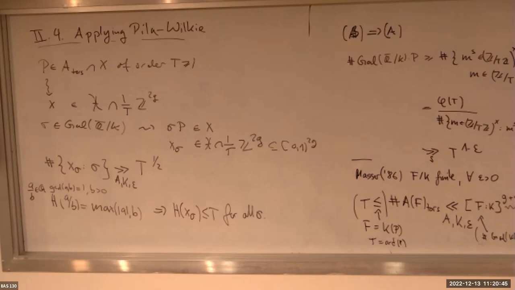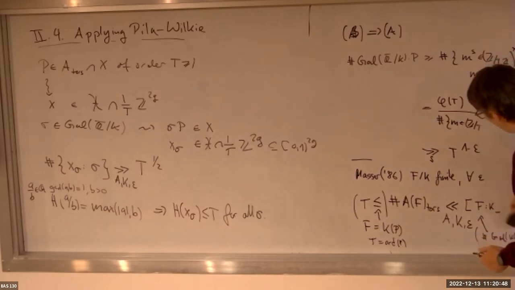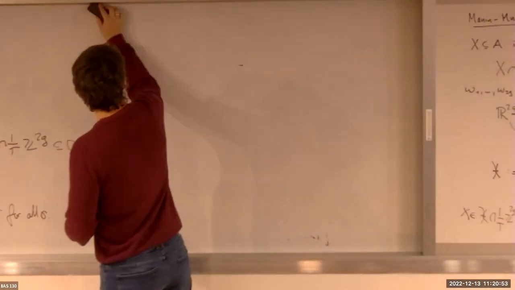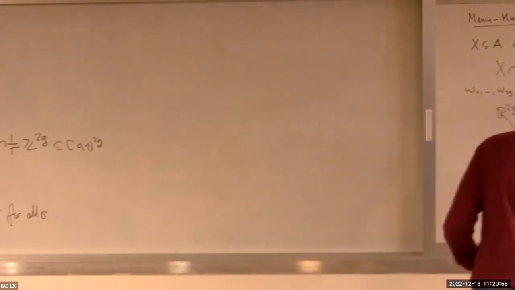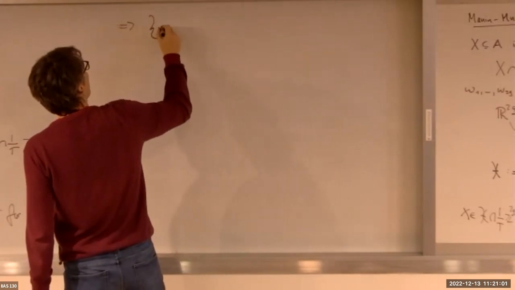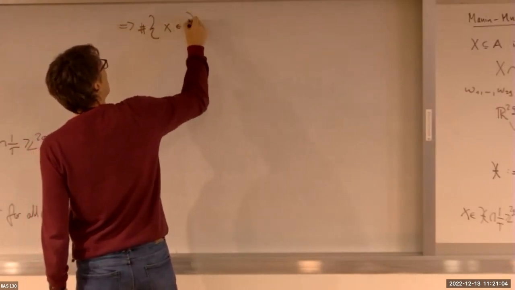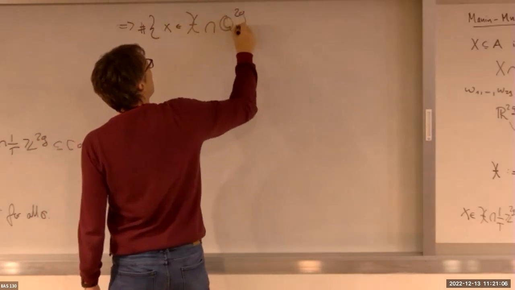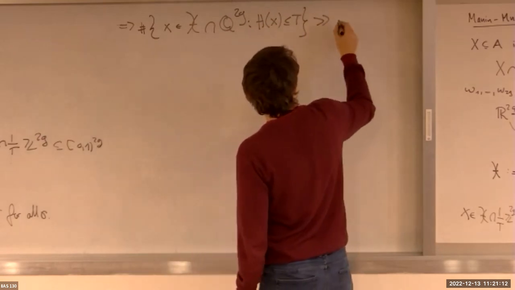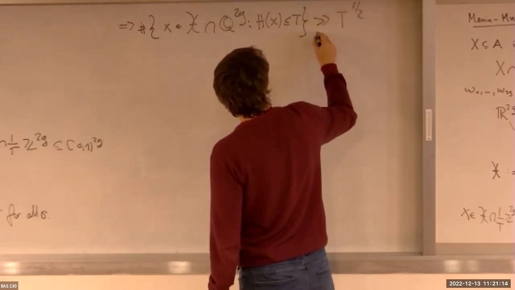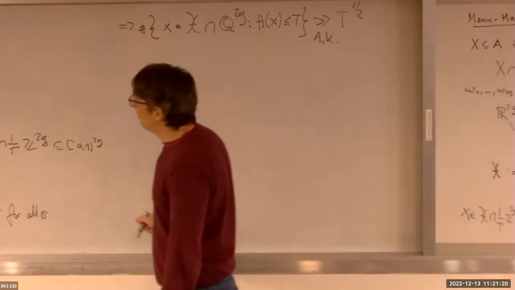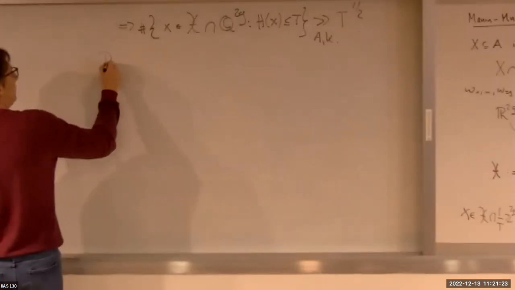So now we're ready to use my toolbox. What have we done? Conclusion: the number of rational points of height at most t is at least t to the 1/2, if I have a point of order t. So what does Pila-Wilkie say again?